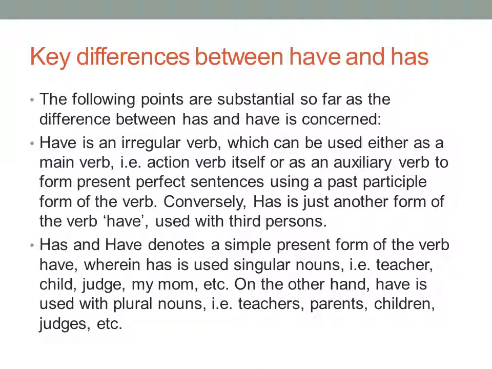Have and has denote a simple present form of the verb have, wherein has is used with singular nouns, for example, teacher, child, judge, my mom, etc. On the other hand, have is used with plural nouns, for example, teachers, parents, children, judges, etc.